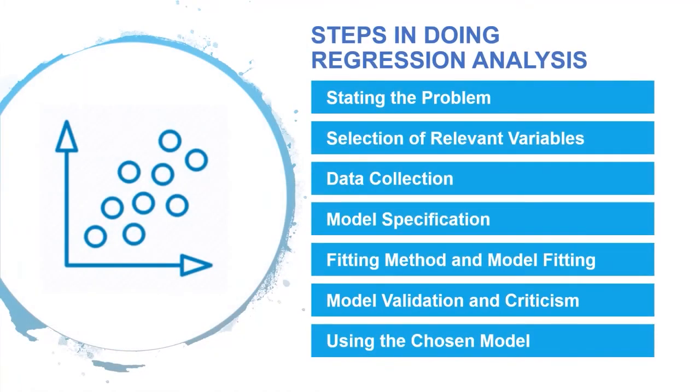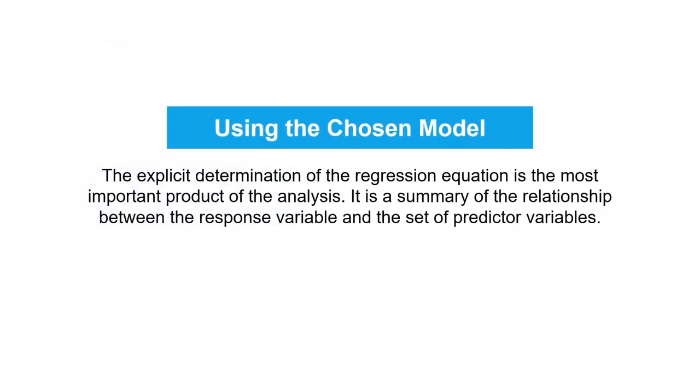The last step is to use the chosen model for the solution of the posed problem. The explicit determination of the regression equation is the most important product of the analysis. It is a summary of the relationship between the response variable and the set of predictor variables. The equation may be used for several purposes. It may be used to evaluate the importance of individual predictors, to analyze the effects of policy that involves changing values of the predictor variables, or to forecast values of the response variables for a given set of predictors.